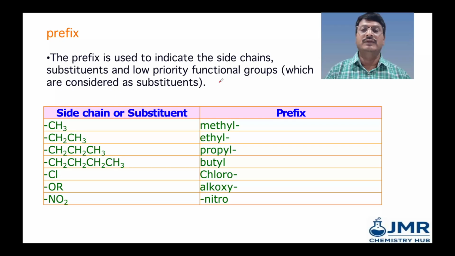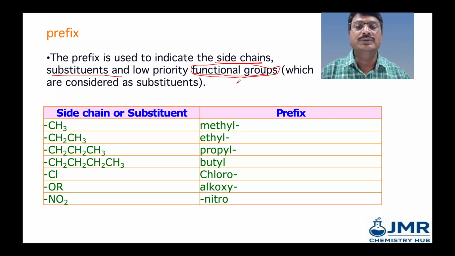Okay, next let us come to the prefix word. Generally the prefix word will be used to indicate the side chains, substituents, and low priority functional groups. Low priority functional groups are when a compound contains two or more functional groups, one functional group will be selected as the main functional group, and the other functional groups will be treated as low priority groups, or substituents. In that case, you can use the prefix word for those.